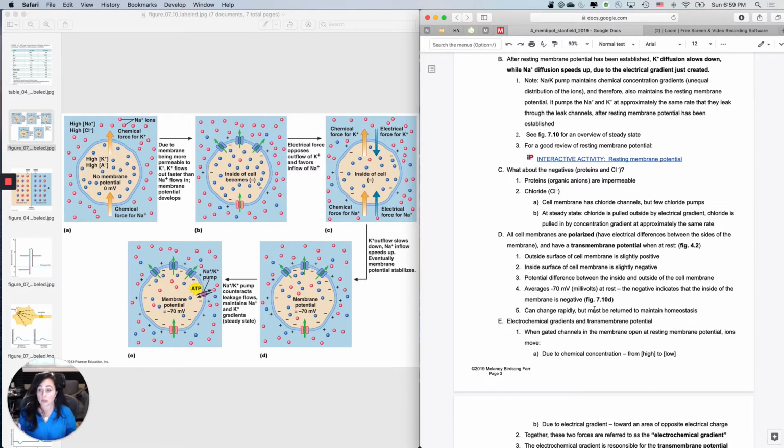All right, so where we were last time is we said that the unequal leaking of sodium and potassium through those leak channels will make you accumulate a slight positive on the outside and a slight negative on the inside. So this image that I was referring to right here helps you go through that.